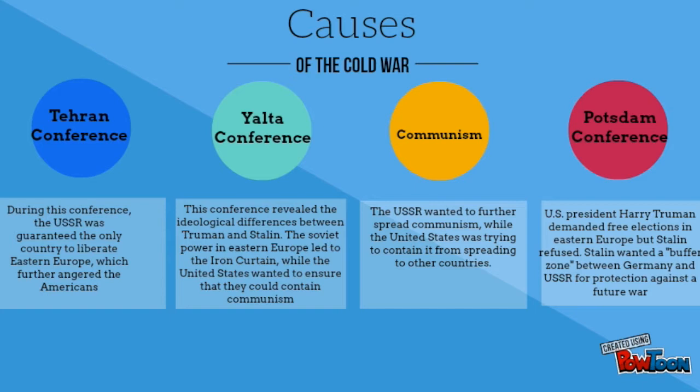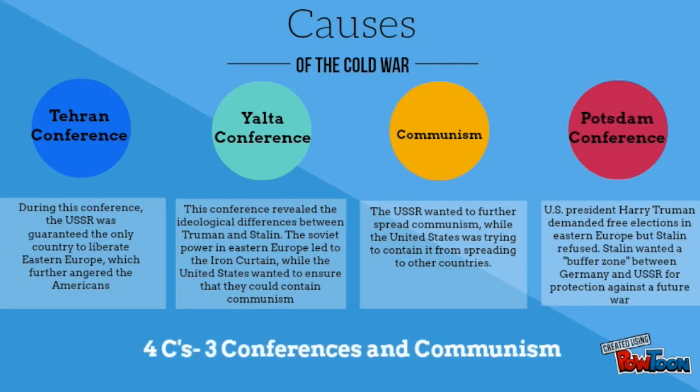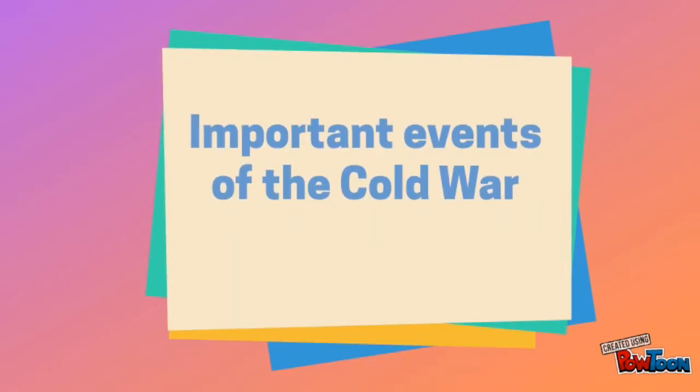During the Potsdam Conference, U.S. President Harry Truman demanded free elections in Eastern Europe, but Stalin refused. Stalin wanted a buffer zone between Germany and the USSR for protection against a future war. Additionally, in order to help you remember the causes of the Cold War, just think about the 3 C's: 3 conferences and communism. Next, we're going to talk about some important events of the Cold War.